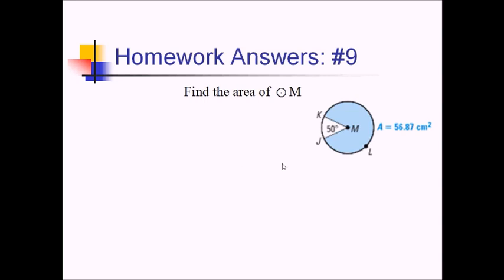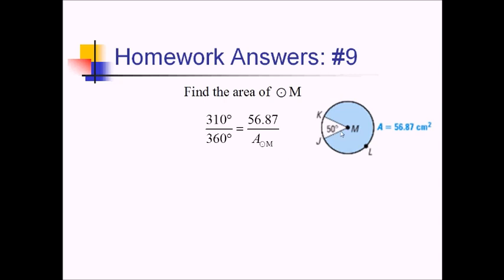For number 9, we're given this smaller central angle and the larger sector's area. We want the area of the entire circle. So for this one, we'll set up a proportion. We have the part of the area, 56.87, over the area of the whole circle, equaling, well, this arc is going to be 310 over 360.